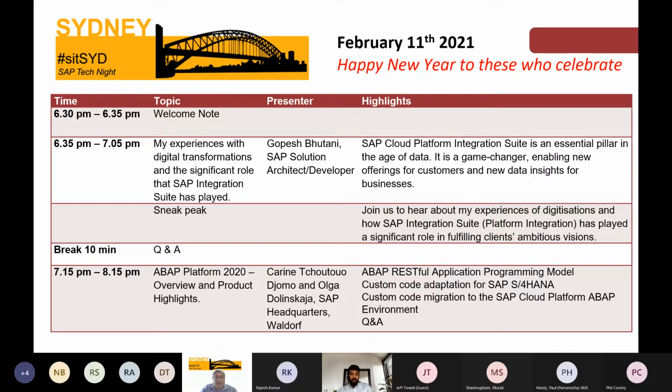In today's agenda, we have 3 speakers. Our first speaker will be Gopesh Bhutani. He will present his own experience with SAP Cloud Platform Integration Suite. Hopefully, this suite has not yet been renamed, but if it's renamed by SAP rebranding, he will mention it. After some Q&A, we will have 2 perfect speakers from SAP headquarters in Walldorf, 2 product managers who will present the ABAP platform for 2020. They will provide some overview and product highlights specifically for ABAP RAP, the RESTful Application Programming Model, and some of the code adoption for SAP S/4HANA and the code migration to SAP Cloud Platform, which has been renamed.